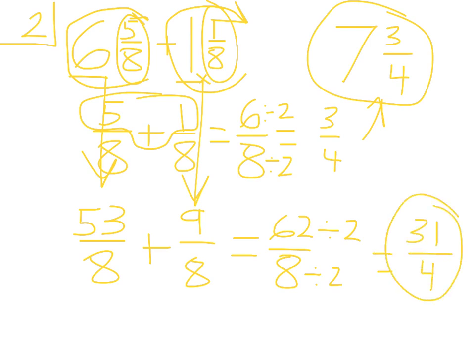And then as you guys know, bottom into top, 4 goes into 31 7 times with remainder of 3, because 7 times 4 is 28. 28 to 31 is 3. So you end up with a remainder 3 over 4. So these are the same numbers, mixed number or improper fraction.